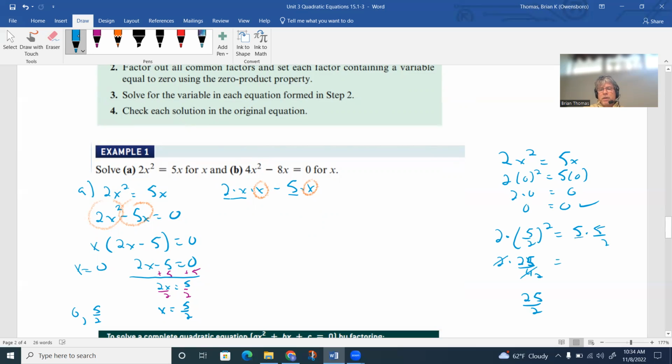And the right-hand side, you can make that 5 over 1. That's 25 over 2. So we do have 25 halves equal to 25 halves. So it does check out. So 0 and 5 halves were solutions. Let me go ahead and erase this. I may need the space here.